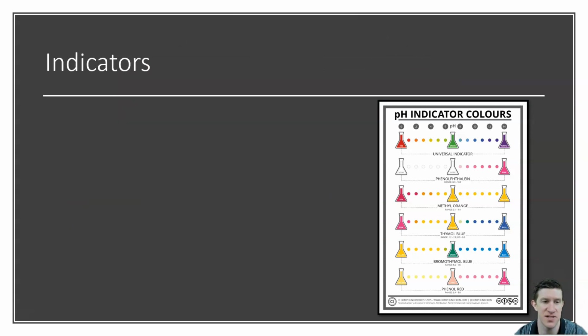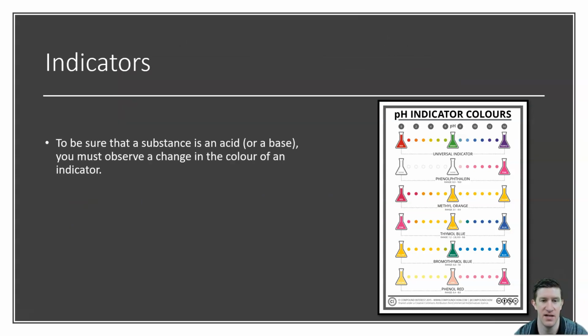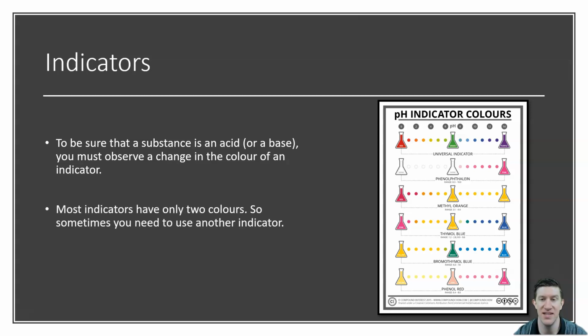There are actually lots of different types of indicators. If we want to be really certain, we don't generally just rely on cabbage. We're going to use a few different indicators. Most indicators only have 2 colors, so sometimes we need to use another indicator to refine it or just confirm what we've got.